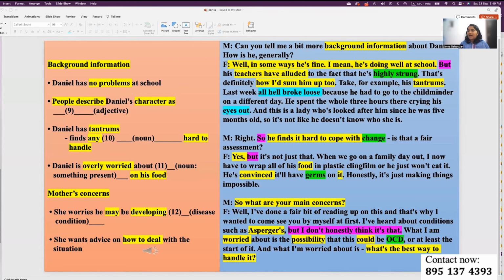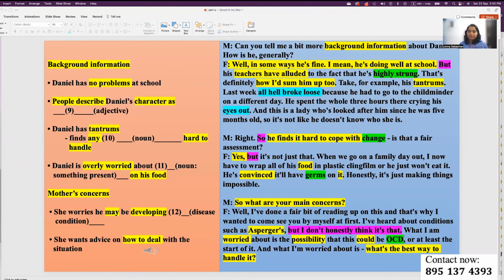Mother is telling, "Well, I have done a fair bit of reading upon this, and that's why I wanted to come see you by myself at first. I have heard about conditions such as Asperger." Okay, this is the one condition. So don't write immediately, okay? We predicted one disease condition, Asperger's. But that's the wrong answer because the audio is continuing. But again, contrast word. So the answer will come after that.